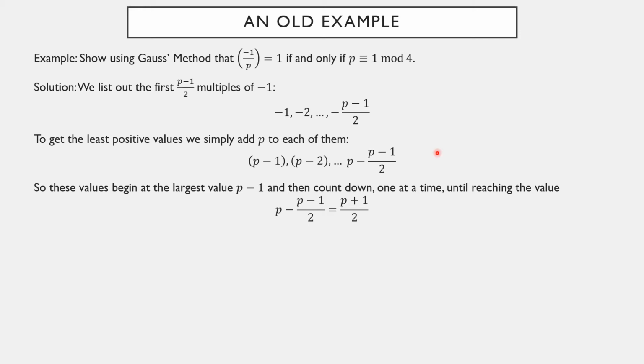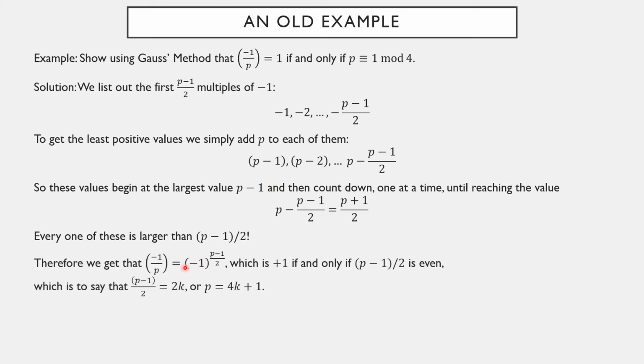But the last one, -(p-1)/2, is actually (p+1)/2. That's bigger than (p-1)/2. So every single remainder that we generated was a big one. Therefore, by Gauss's method, (-1/p) is (-1) to the (p-1)/2, and we've already seen that this exponent, (p-1)/2, is even if and only if p is equivalent to 1 mod 4. So the only way I get out an even exponent here is for p to be equivalent to 1 mod 4. Therefore, by Gauss's method, as well as by Euler's method, we already knew this result. The Legendre symbol (-1/p) is 1 if and only if p is equivalent to 1 mod 4.